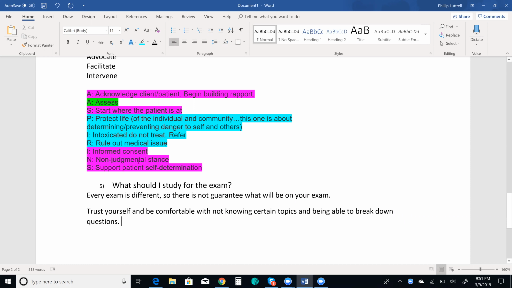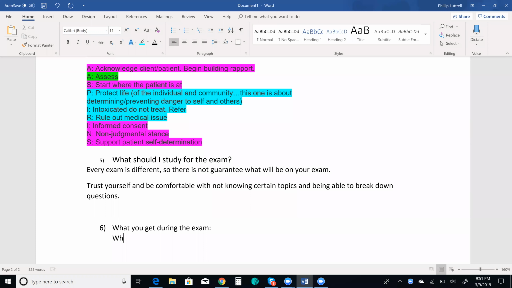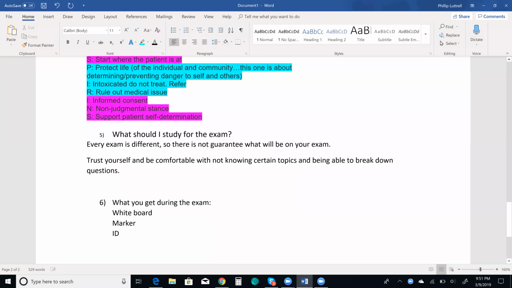Will you be provided paper to write notes during the exam? Yes. So what you get during the exam: you'll be provided a whiteboard, marker, ID, and locker key. Those are the only objects that you can have with you in the exam room. They'll hand you a whiteboard and marker that you can write down anything that you'd like to walk through, how to break down questions, important things in questions, anything that you find. And then your physical ID to prove exactly who you are, and then the locker key to get your stuff out.